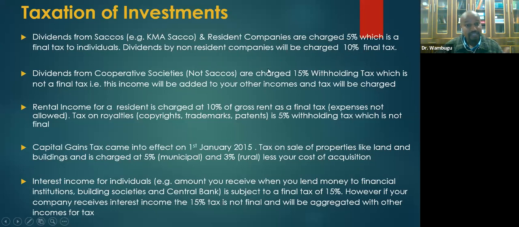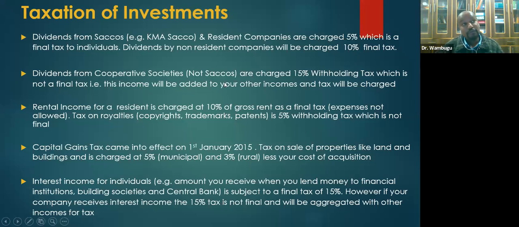Okay, and I will explain that later. So companies are usually charged differently, and I think it's 15%, and it's not a final tax. You still have to aggregate it with the other incomes. If you have invested in companies that are non-resident, then any dividends you get are charged at 10%, which is a final tax.